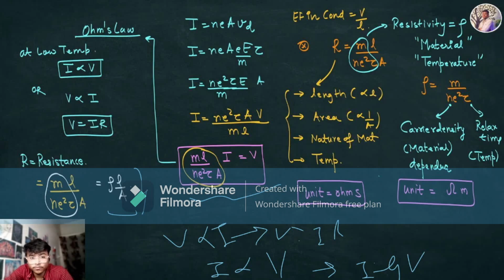So there are dependencies of resistance on the length, area, nature of material, and temperature. It is directly proportional to the length, as we have seen, and inversely proportional to area.